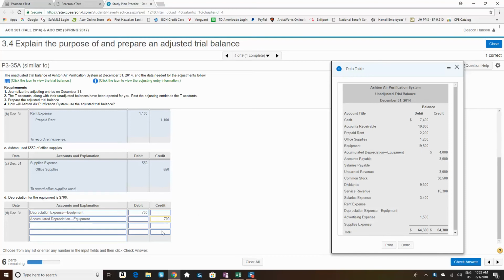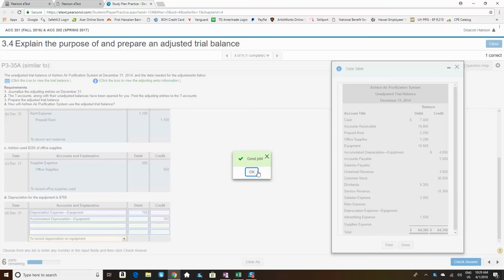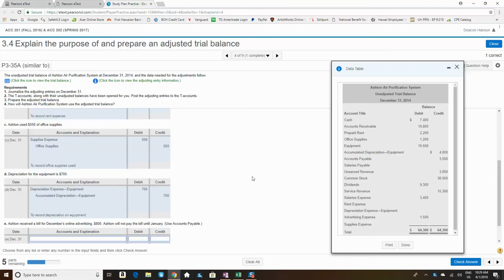So we got an expense, which is on the income statement, depreciation expense, and then we got accumulated depreciation, which is a contra asset on the balance sheet. Okay, we hit that, and we're okay. Good.